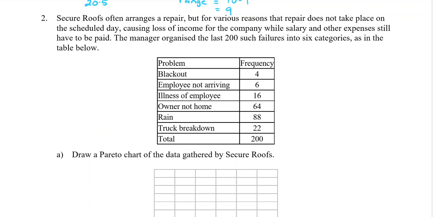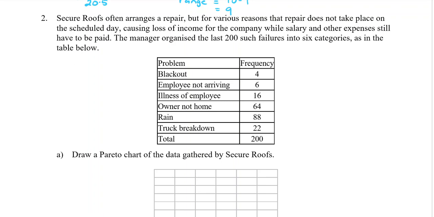So the reasons that jobs weren't getting done: there was a blackout 4 times, so they obviously needed their power tools and they couldn't work. The employee didn't arrive, 6 times. Illness of the employee, 16 times. Owner not at home, 64 times. Rain, 88 times. The truck broke down and they couldn't get there, 22 times. And so that's 200 things that stopped a job from happening.